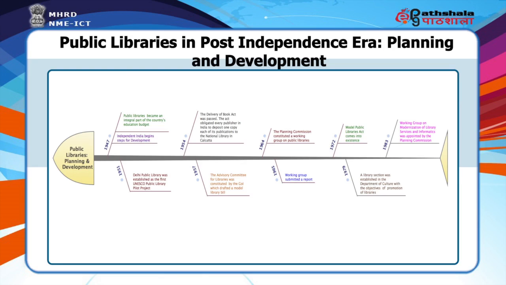The Government of India Planning Commission constituted a working group on development of public libraries to make recommendations for library development. In 1979, a library section was established in the Department of Culture under the Ministry of Education with the objectives of promotion of libraries. As a planning process, a working group on modernization of library services and informatics was appointed by the Planning Commission in 1983.